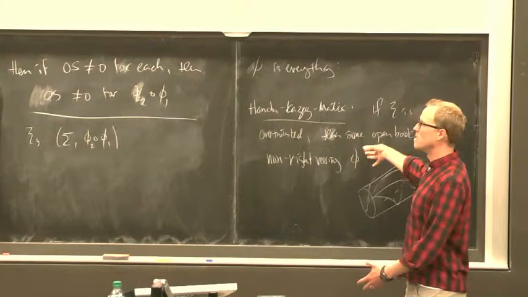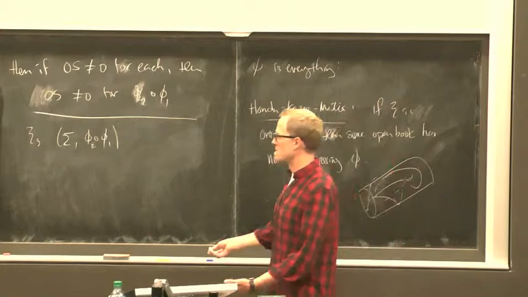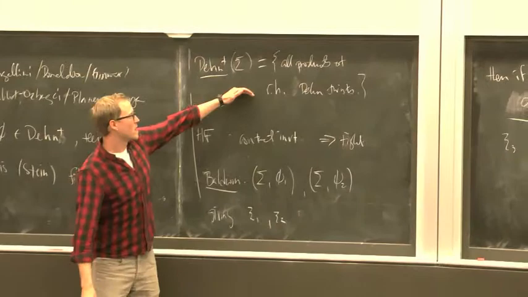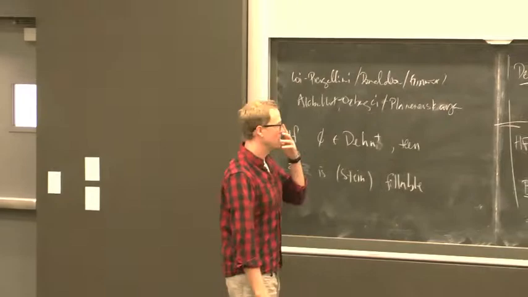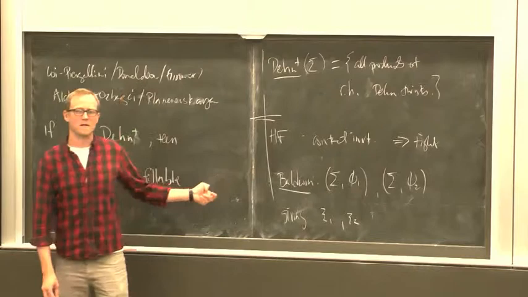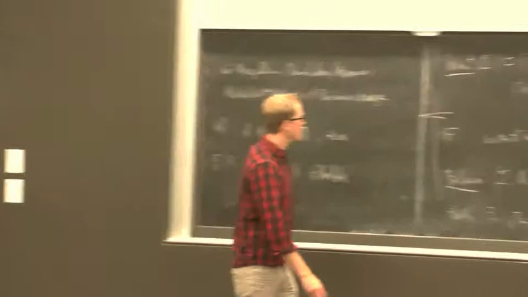If you look at what it means to be right-veering, it doesn't matter if you continue composing, it keeps pushing things to the right. If I take a product of right-handed Dehn twists, I'd still get something which is a product of right-handed Dehn twists. This is something where it wasn't really clear why this should be a monoid, why you should be able to compose things and still maintain this property of being non-zero. This is essentially why everything else sort of happened.